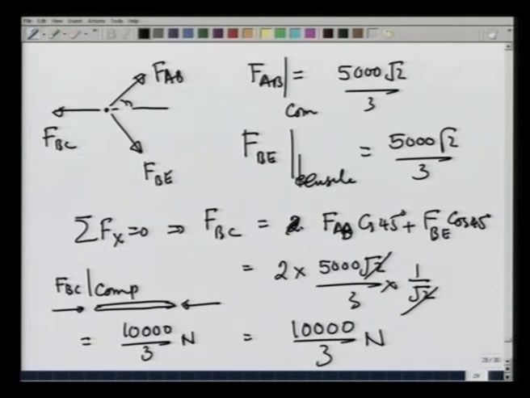So, now we have found the forces. Let us make this truss again.